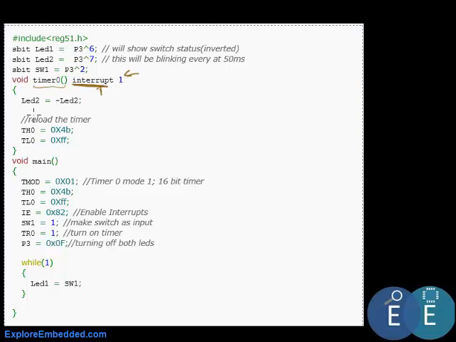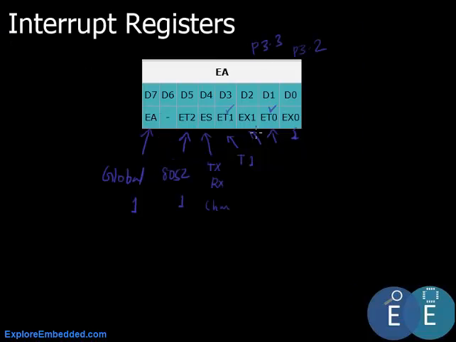Now let us start with the main program first. We put the timer in mode 1, which is a 16-bit timer. We load it with the value 4B and FF. If you're not familiar with this, you can watch the timer video. So it generates a delay of 50 milliseconds. Next we configure the interrupt enable register. If you remember, the last bit is EA, so this is turned on, and the rest are don't care. Let me just go back again. Okay, so if you look at EA, we want the timer.